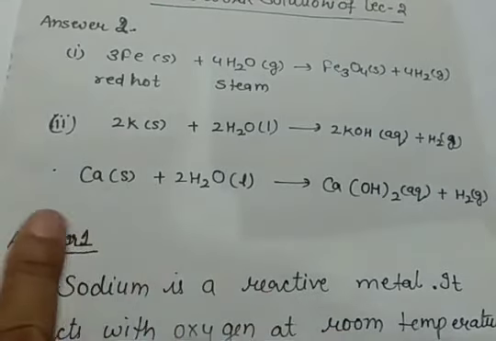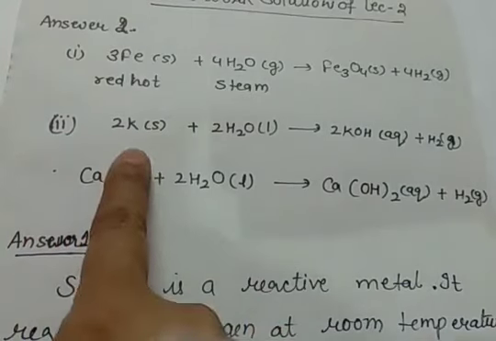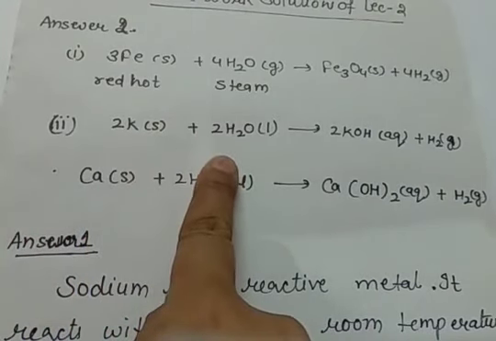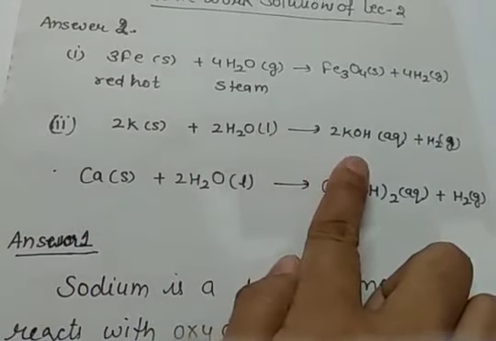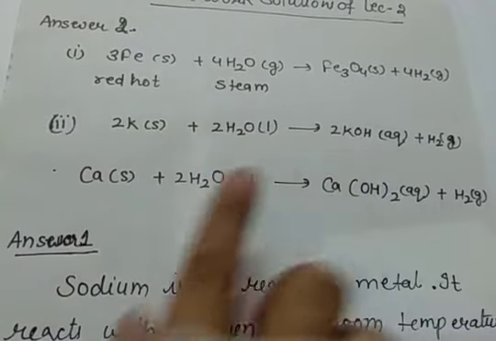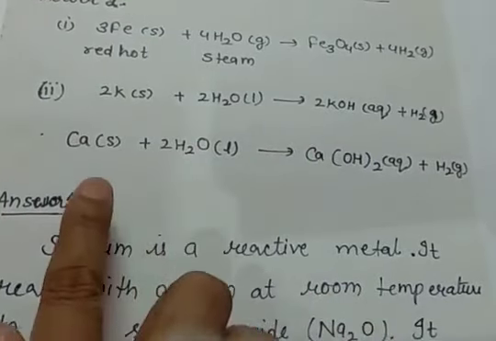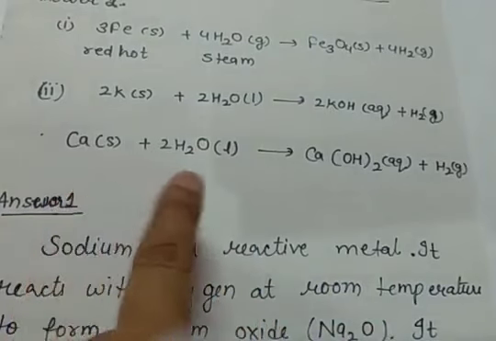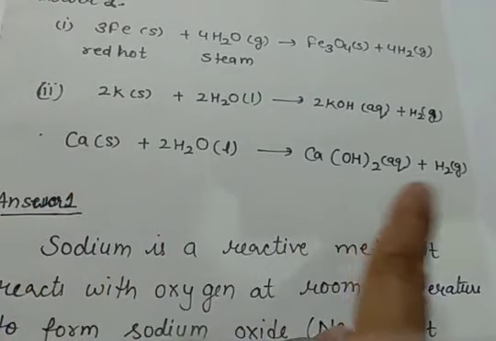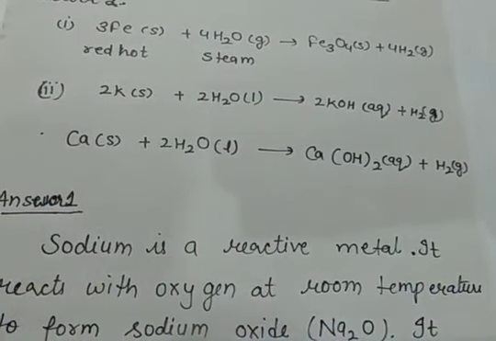Then in the second case, potassium is reacting with water and it is giving us potassium hydroxide, and H2 gas is liberated. The same happens in the case of calcium, where calcium is reacting with water and giving us calcium hydroxide and hydrogen gas.